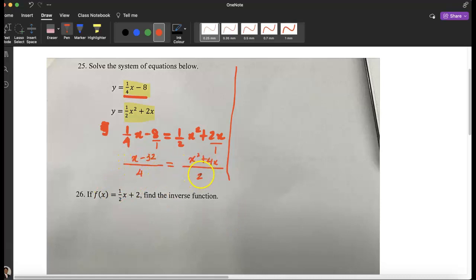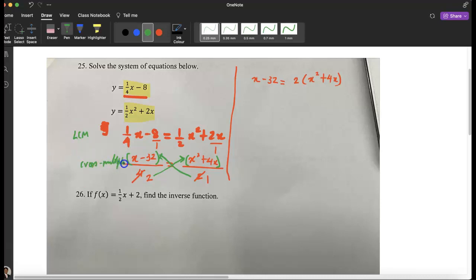Now you can cancel this. 2 2s are 4. You can cancel because it's a common denominator, that makes it smaller. Now we cross multiply. When you cross multiply, x minus 32 is equal to 2 into x square plus 4x. This 2 will go here and this 1 will cross multiply here. So after taking LCM, you cross multiply. Always, these are the standard steps.